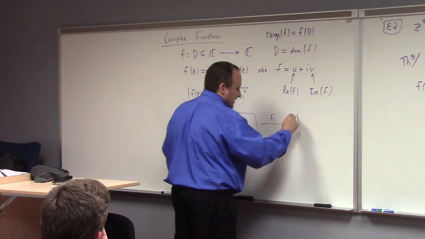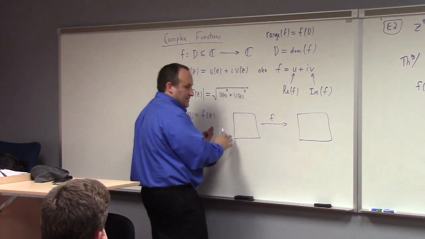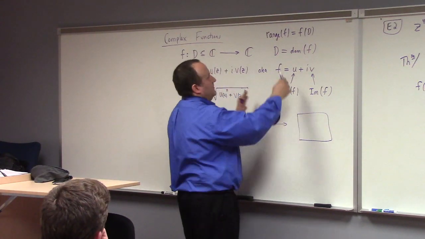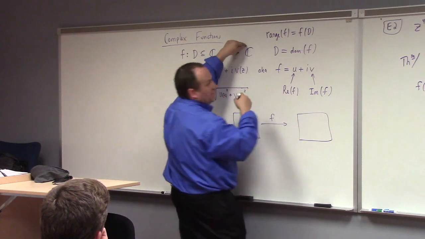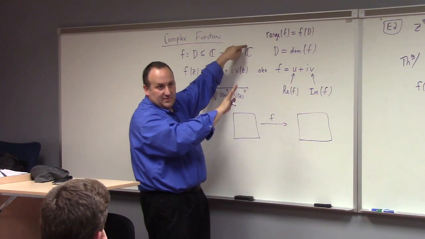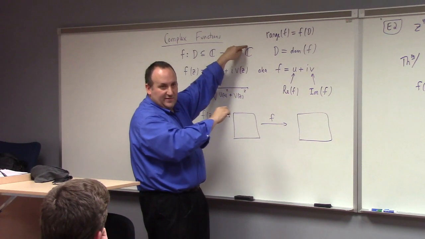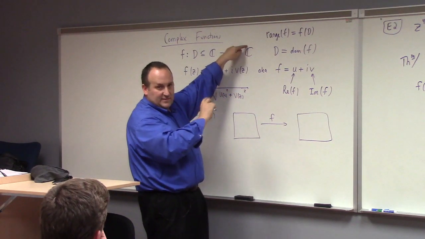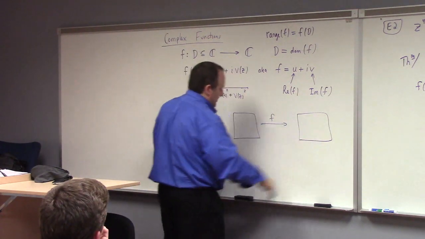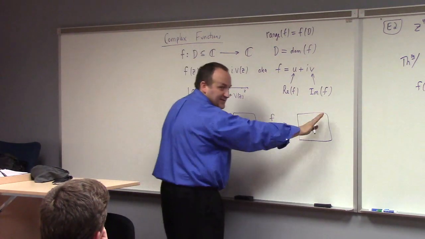So you draw the domain and you draw the range, or rather the codomain. This is the codomain. The codomain is the set of all possible output values. That's different than the range. The range is the actual values which are attained. This is the difference. So the codomain is the whole complex plane. The range is what it actually hits.